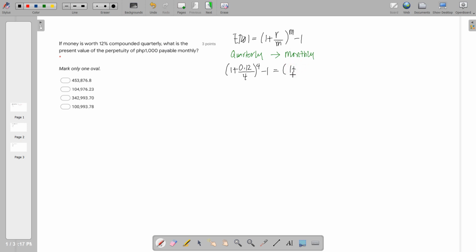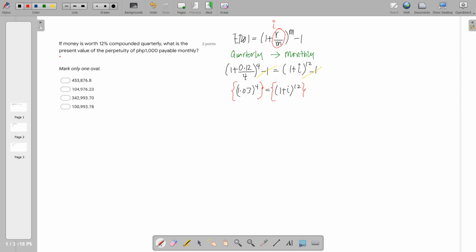This is equal to 1. Our requirement is actually I, because this I is R over M. So this should be equal to I, and then, for monthly, we have raised to 12 minus 1. So if we have this equation now, the 1s just cancel, and then we compute for I. First, we get the numerical value of that one, and this is 1.03 raised to 4. This is equal to 1 plus I raised to 12. Both sides of the equation, we are after I.